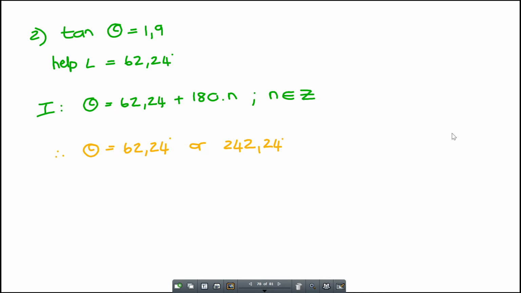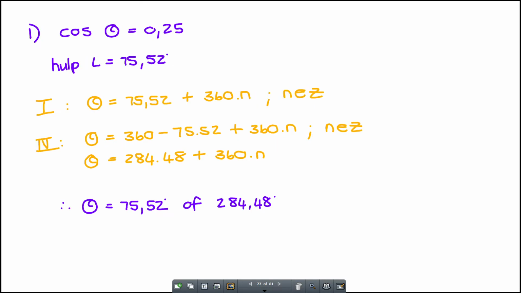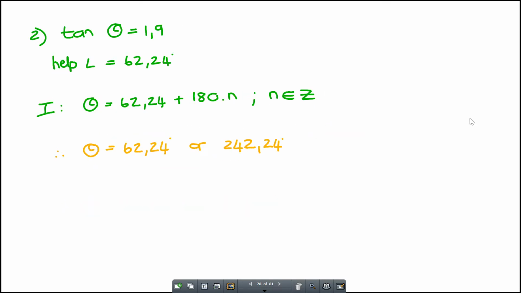Okay, so tan theta is equal to 1,9. The first thing that we had to do is get the help angle or the reference angle. Hoe doen ek nou weer dit? Ek gaan sê shift tan 1,9. Nee. Remember, I think the previous one, no, there wasn't. The next one has got a negative. Then, if I press shift tan 1,9, I get 62, and then there's a lot of decimals. Round off to 2 decimals.